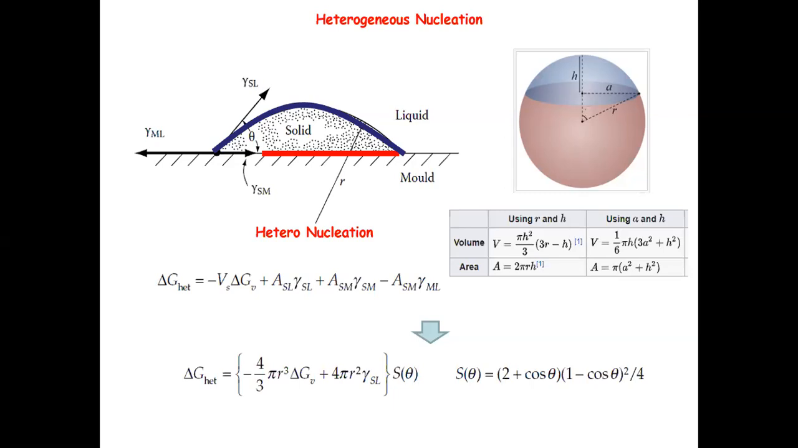After that, I will say not very difficult, but a little bit sophisticated mathematical operations, okay, and it turns out that this overall energy difference for the heterogeneous nucleation has this very beautiful form. Now, if you forget about S(theta) and just look at this, does this look familiar?